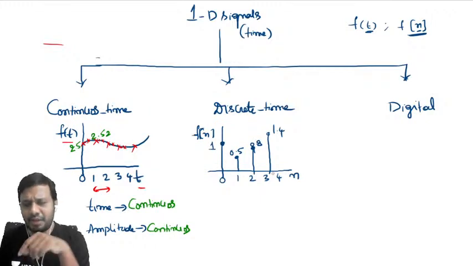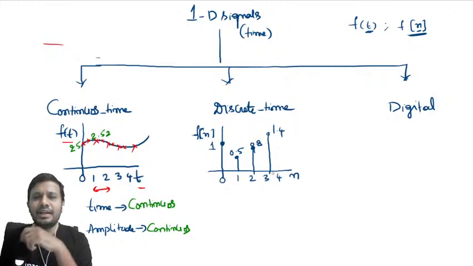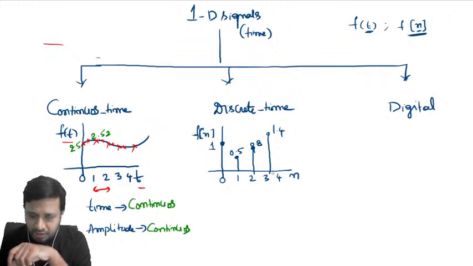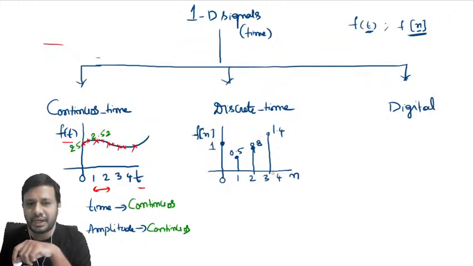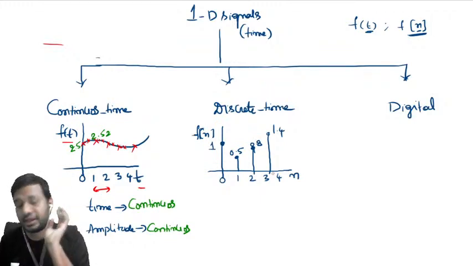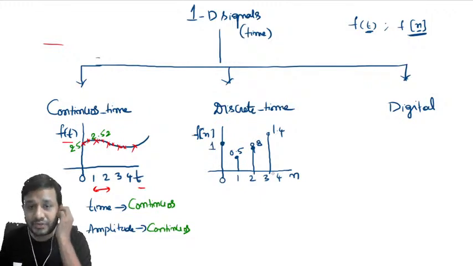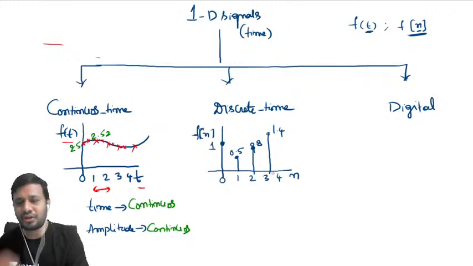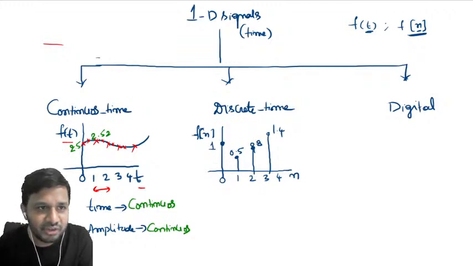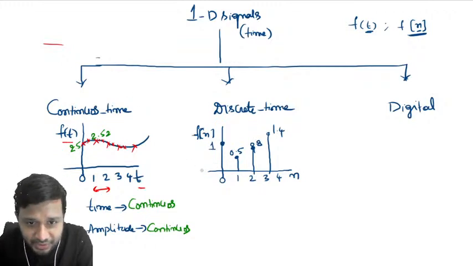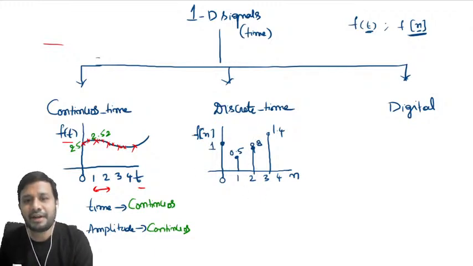One more definition I can give is that discrete time signals are those signals which are present only at integer values of time. For better understanding, you can observe here: the signal is defined at 0, it has some value. The signal is defined at 1, it has some value. Defined at 2, it has some value. Defined at 3, it has some value.